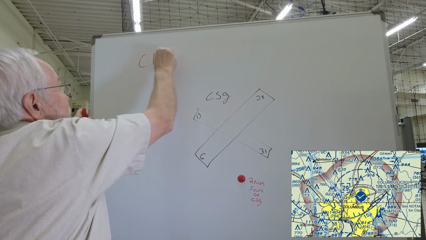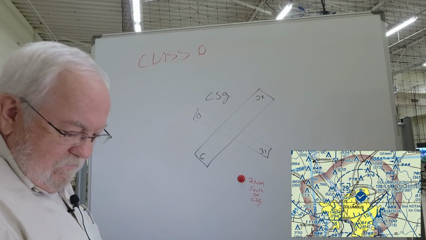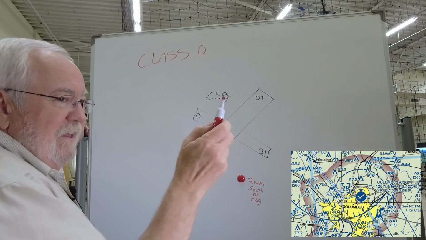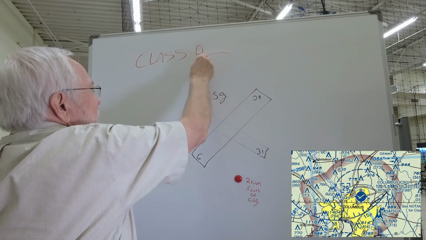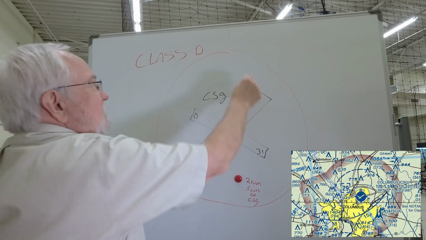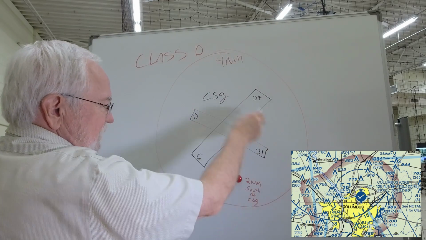Class D airspace. Class D airspace is, this is a crude diagram, not to scale, okay? Class D airspace encompasses everything, how far out? 4 nautical miles around the airport diameter.